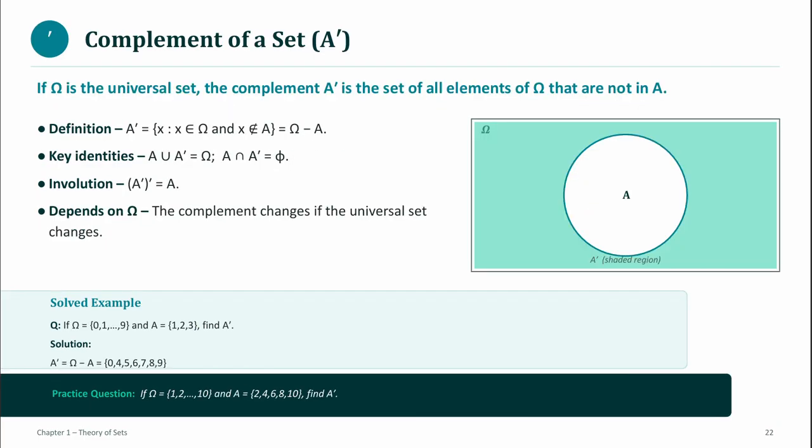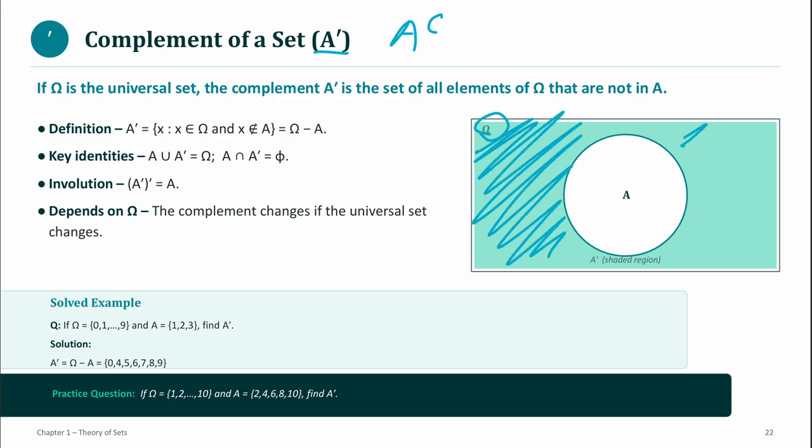Now let us talk about the complement of a set. It is basically denoted by A dash or A c also. If omega is the universal set, right? The complement A dash is the set of all elements of omega that are not in A. So leaving A, what all is left behind in the universal set is your complement of the set A, which is denoted by A dash.